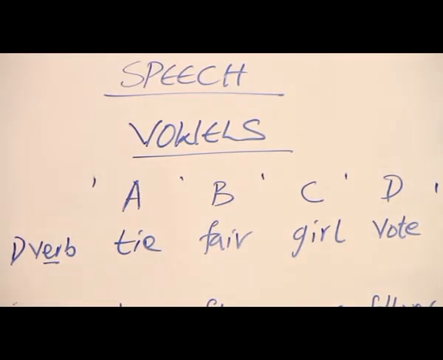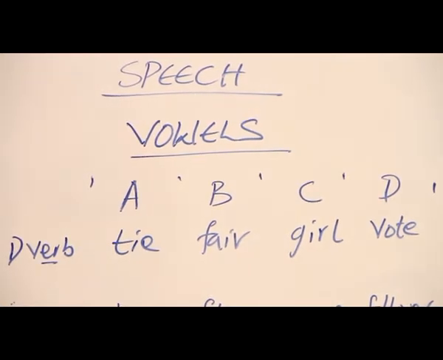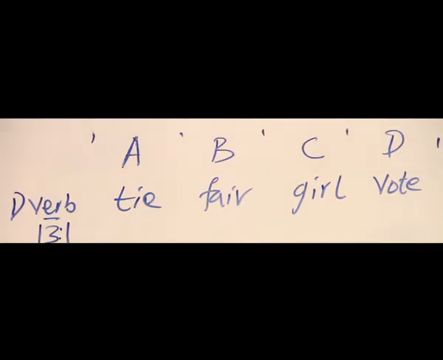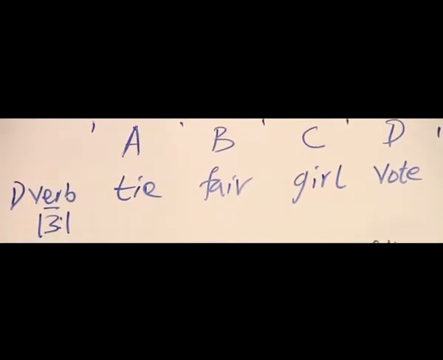So we take question number one. What is the given word? The given word is verb. You can hear my pronunciation. The word verb. What is the sound we have there? There's a vowel. Now, having located your vowel, it becomes easier for you to pick your answer.